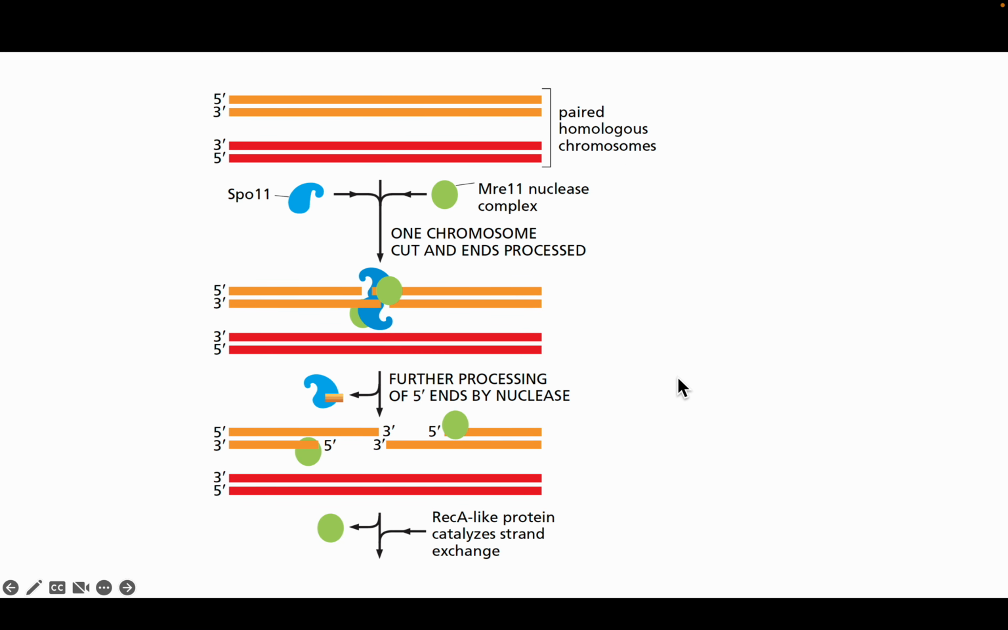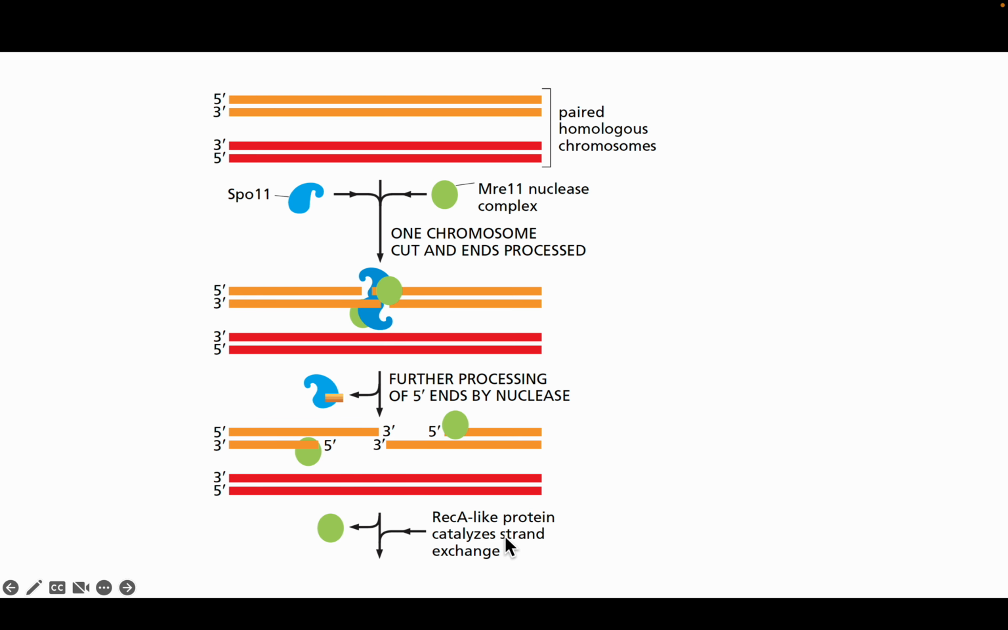So now coming to the mechanism, these are two paired homologous chromosomes. The SPO11 and MRE11 nuclease complex helps in this recombination and double-strand break. So what happens is this protein will bind to one chromosome, cut it, and start processing the end. So what is the processing at the end? After binding and cutting, they show 5' to 3' endonuclease activity. So they process, cutting through 5' to 3', and then they will start recombination.